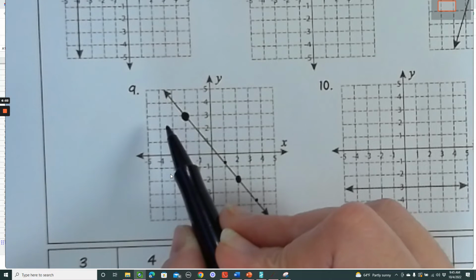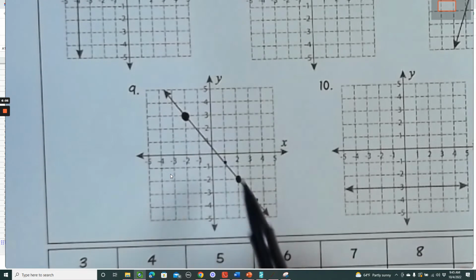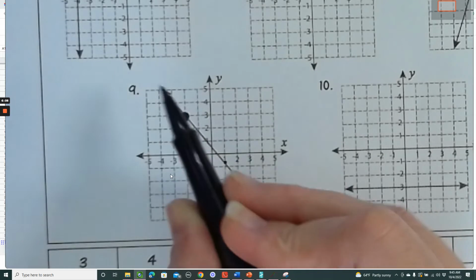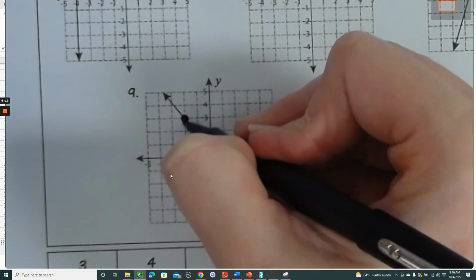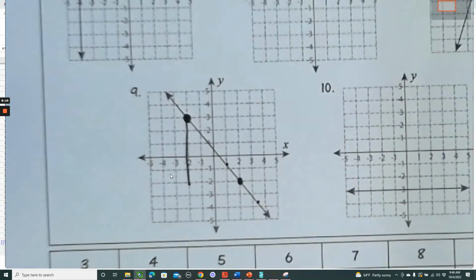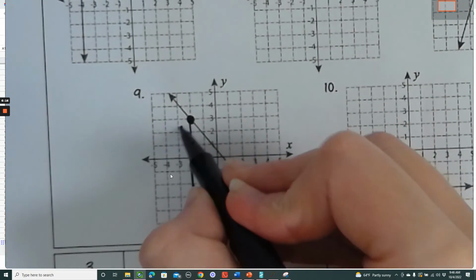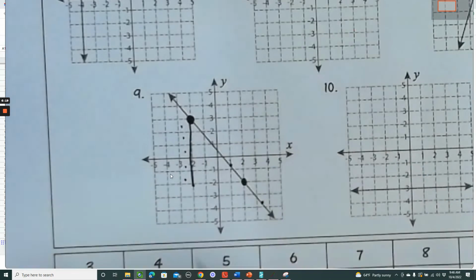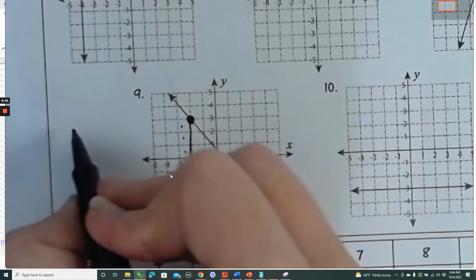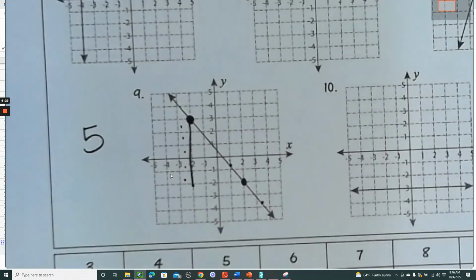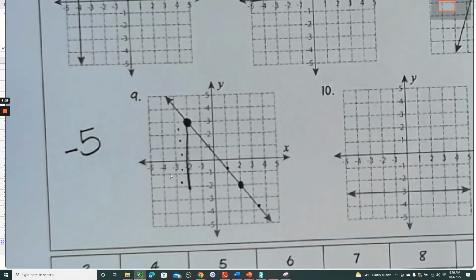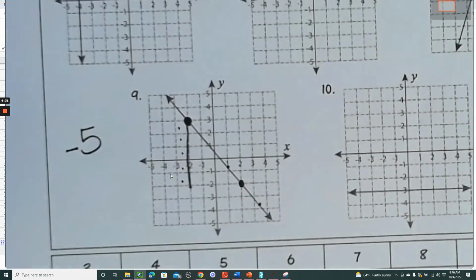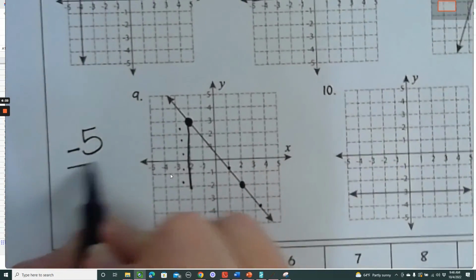I'm so sorry. So to get from this point to this point, do I need to go up or down? I'm going to go down. How many am I going down? 1, 2, 3, 4, 5. Now if I go down, does that change anything else? It's a -5. So if you go up, top number's positive. If you go down, top number's negative.